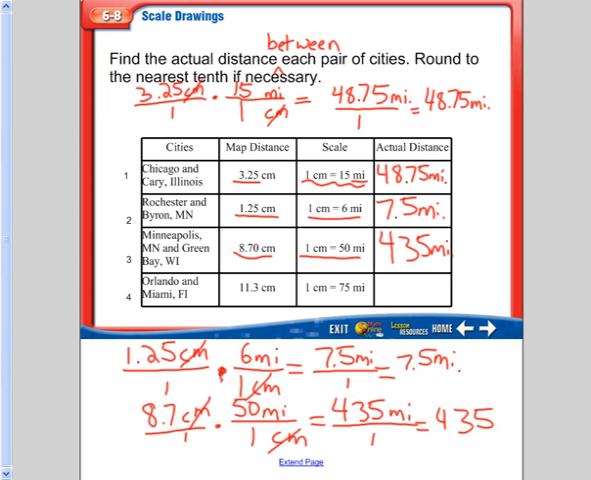Now I will leave the last one for you to fill in for number 4. Orlando and Miami, Florida, we have 11.3 centimeters, and 1 centimeter equals 75 miles. Just remember that centimeters do need to cancel, and then 75 will be on top.